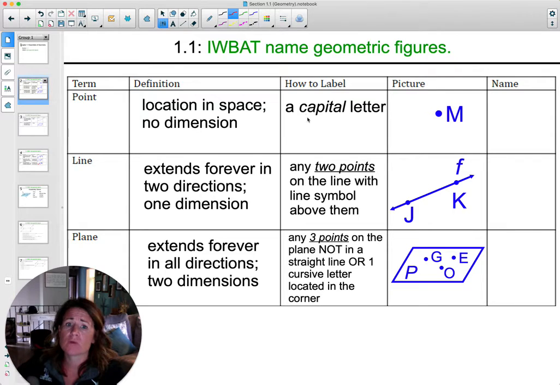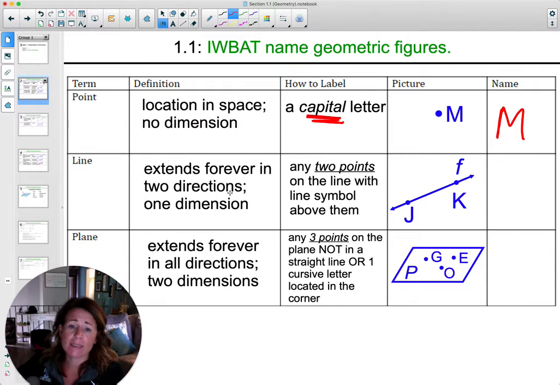This is going to be really important. All points are capital letters, so do not label them with lowercase letters. And so a picture of a point just looks like a point M, and then we would just name this M with a capital M.